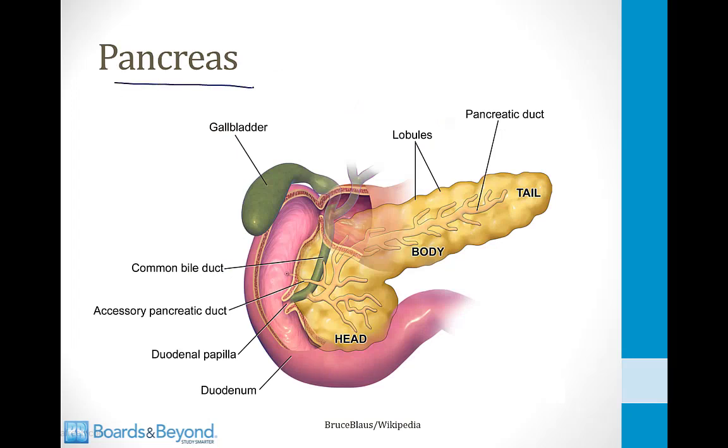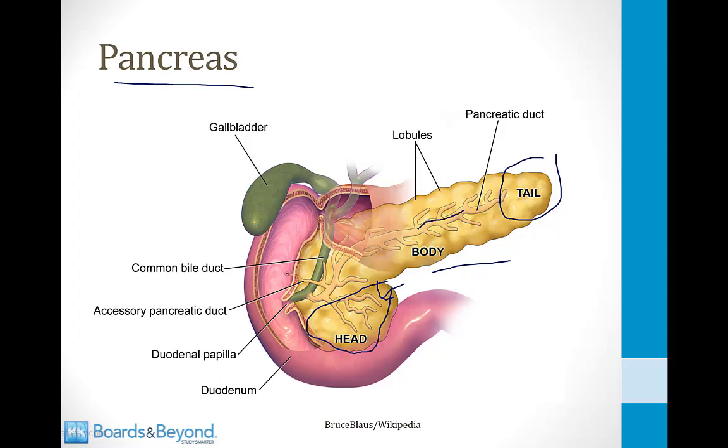The pancreas looks like this drawing on the screen here. This portion is called the tail, this is the body, and this portion here is called the head. Sometimes the head is talked about as having a process here that sticks out of the bottom, and this is called the uncinate process of the pancreas.